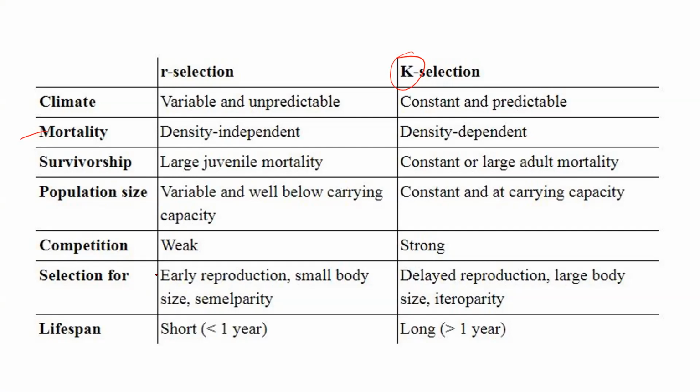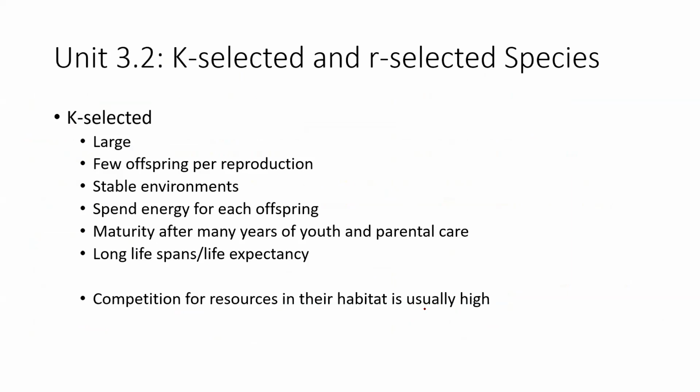R selection species will have early reproduction, so they become mature earlier, tend to be small in body size, and don't worry about this one, this is not on APES, but it was in the diagram I found that had all the other stuff we need. K-selected species have delayed reproduction, so they don't become mature until later in life and tend to be larger in body size.